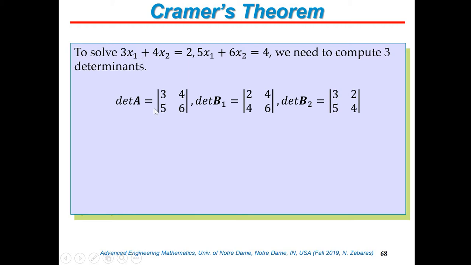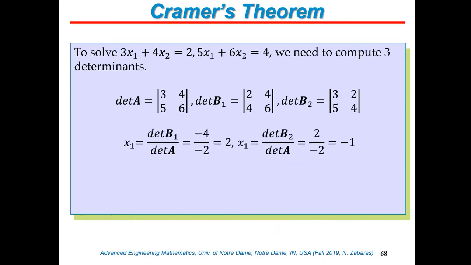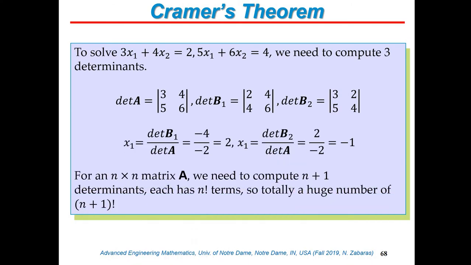The determinant of A, so that's the matrix 3, 4, 5, 6, and then you're going to have to substitute the first column with 2 and 4, so you get matrix B1, and the second column of A to get matrix B2. So you have to calculate 3 determinants. And for an n by n matrix, obviously you're going to have to calculate n plus 1 determinants, and that's why Cramer's rule is really not an efficient way for solving Ax equal b. Elimination that we covered earlier in the course is the right way to actually proceed on this.